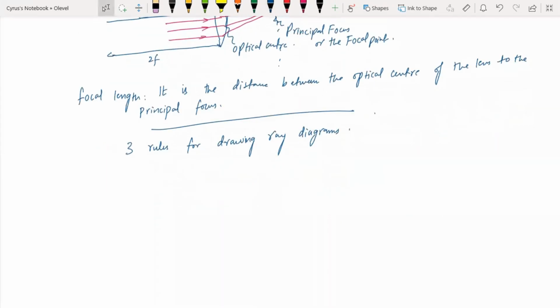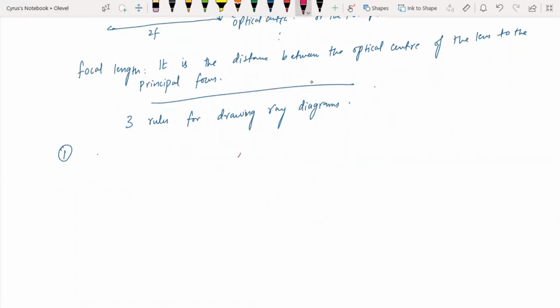Rule number 1 is, if you have here a lens, for example, like this, and you have here the principal axis, and this f is the principal focus, right?